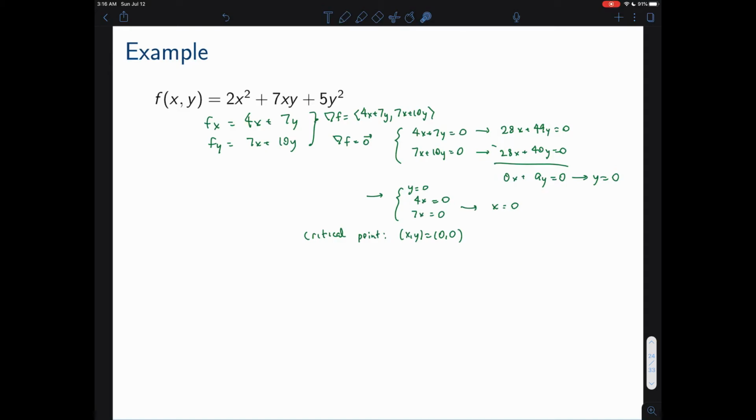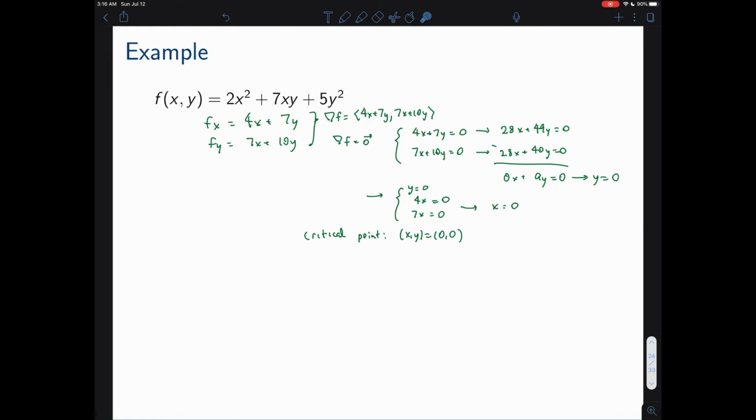And there's no points where this is undefined. This gradient is defined and it exists for all x's and y's. So we don't have any of that type of critical point in this example. We only have the 0 type of critical point, which is the origin, (x, y) equals (0, 0). Okay, so that's our only critical point.